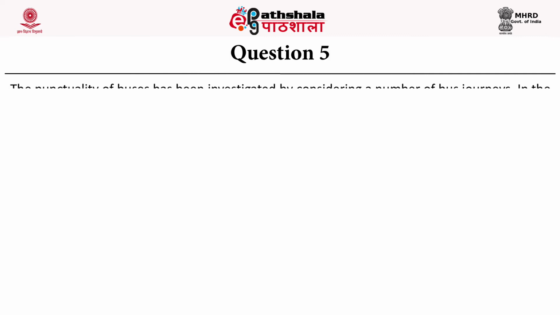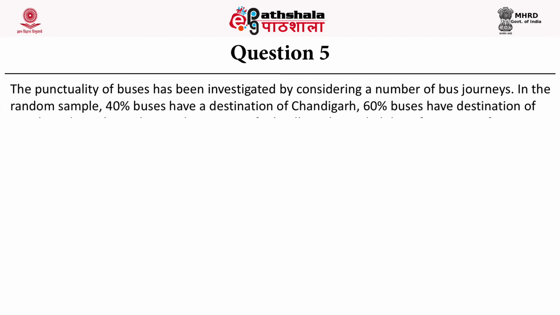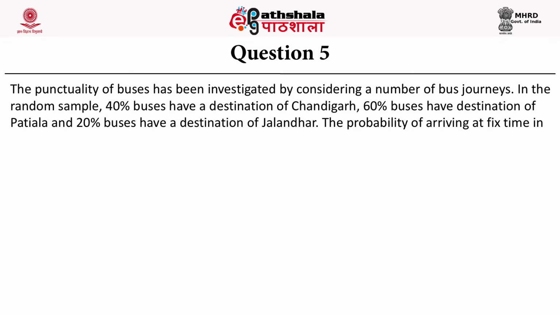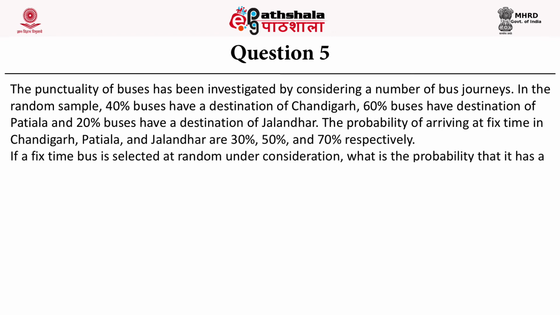So we have applied the concept here that we already discussed in the theory part. Now we have another example. The punctuality of buses has been investigated by considering a number of bus journeys. In the random sample, 40% of buses have a destination of Chandigarh, 60% of buses have a destination of Patiala, and 20% of buses have a destination of Jalandhar. The probabilities of arriving at the fixed time in Chandigarh, Patiala and Jalandhar are 30%, 50%, 70% respectively.